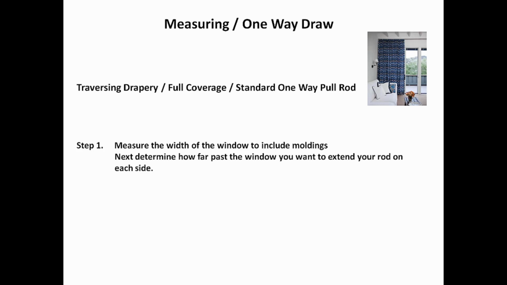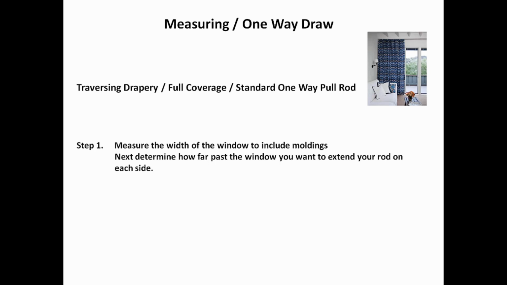So what we've done so far is all we've talked about is a pair of drapery. But we also know in the industry there's lots of opportunities to use panels, also known as one-way draws. So in a one-way draw, a lot of the rules are the same, but let's look at them real quick. If we're going to do that same scenario, it's traversing, it's full coverage, it's on a one-way corded pull rod. The way it would work would be, step 1, measure the width of the window to include the moldings, no different. Next, determine how far past the window you want to extend your rod on each side.